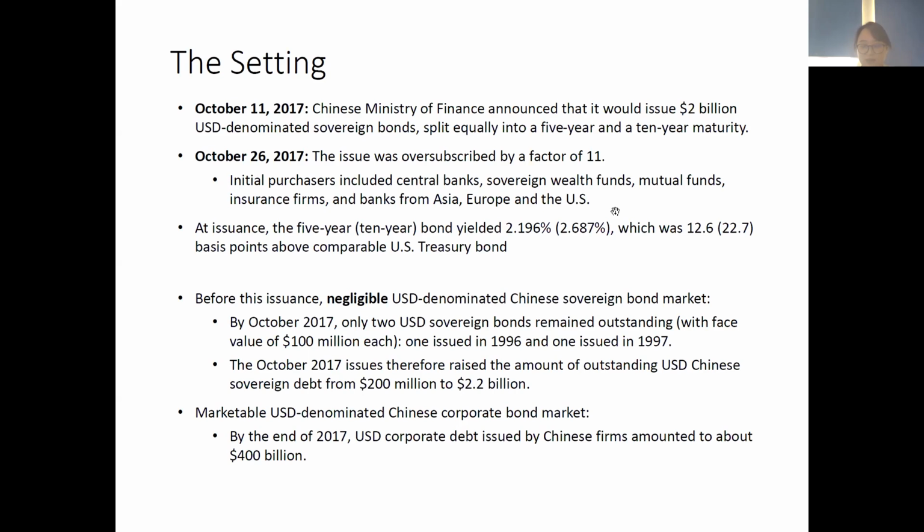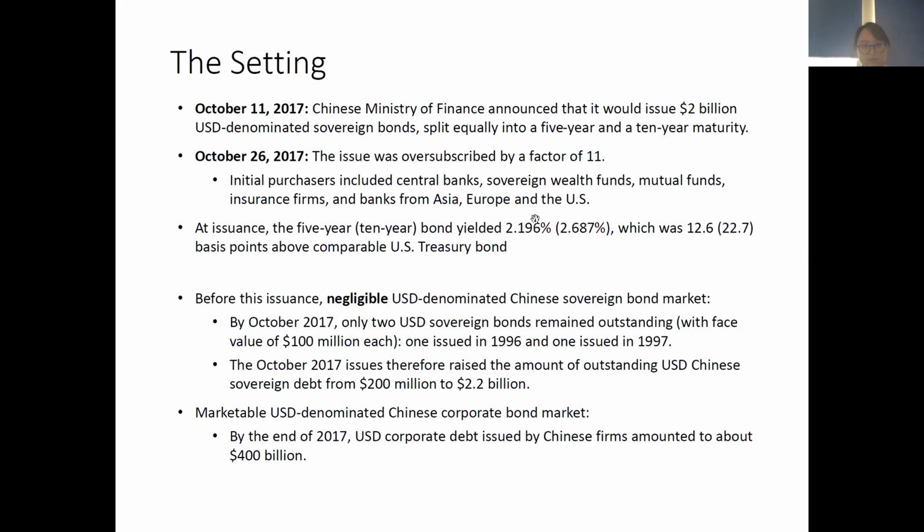And if you look at that, compared with nearby Asian countries like South Korea, the yield spread is quite low, right? So that kind of reveals that the market really welcomes this issuance of sovereign bonds.